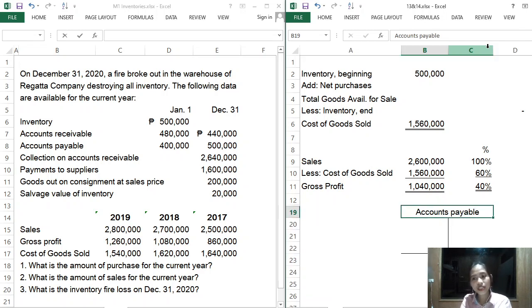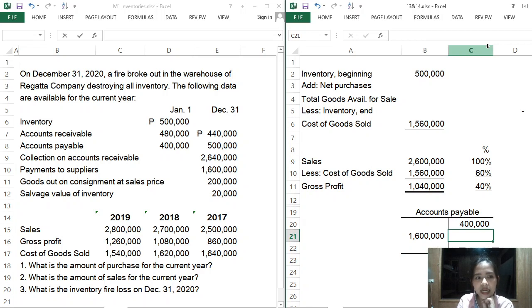So, net purchases, we could compute it using our accounts payable na T account. So, we have here a beginning of 400. Beginning nasa credit side. And ending na 500. We have payment to suppliers. So, pag nagbayad tayo, we have debit, accounts payable, credit, cash. So, dito yun sa debit. We have 1,600. Again, yung consignment tsaka yung salvage sa inventory yan.